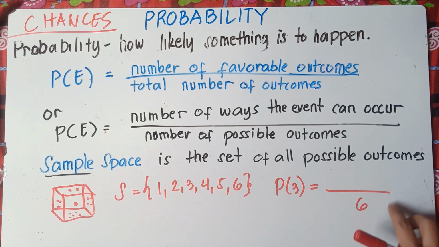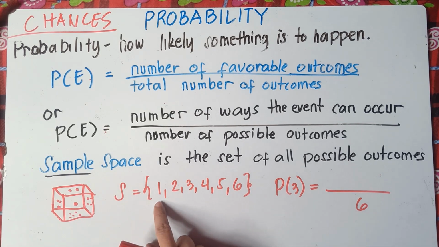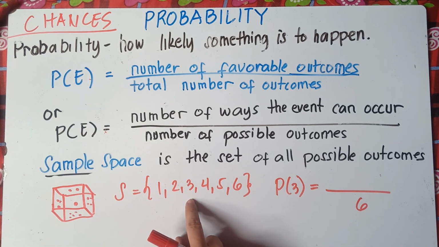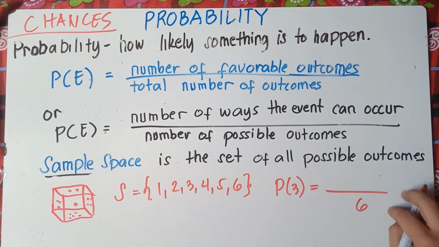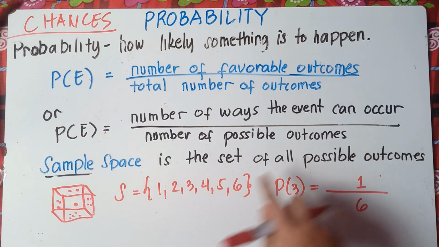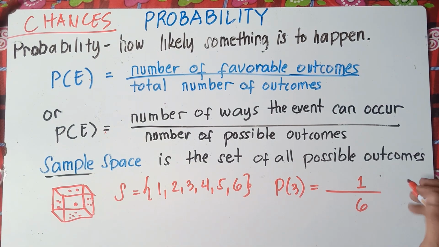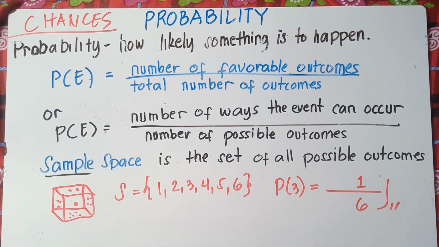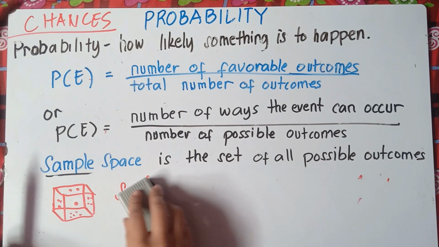On the numerator, class, the probability of getting 3. So, check the possible outcomes. There's only one 3 out of the 6 possible outcomes. So, therefore, your answer in the numerator is 1. The number of ways the event can occur is 1 because there's only one 3 out of these possible outcomes. So, your answer is 1 over 6. That's it. Very easy, right?